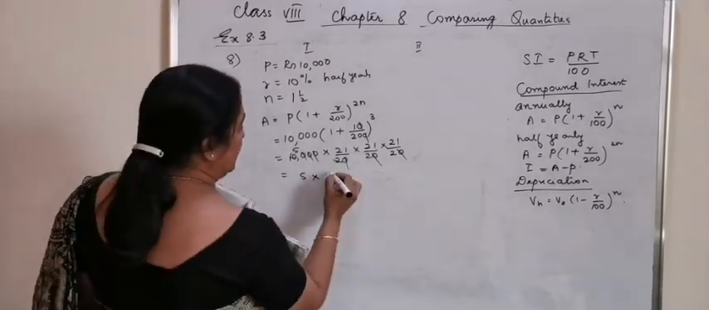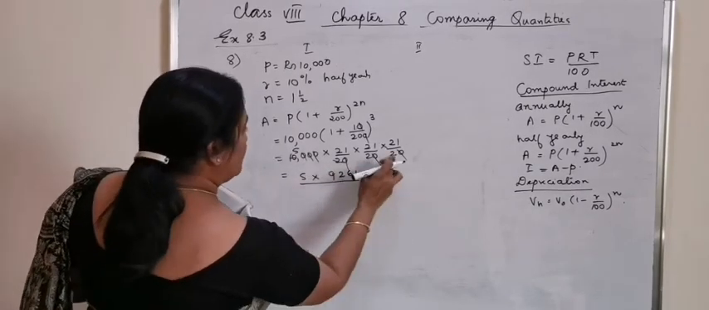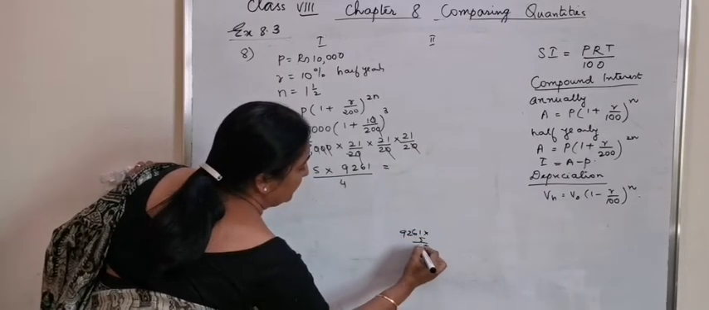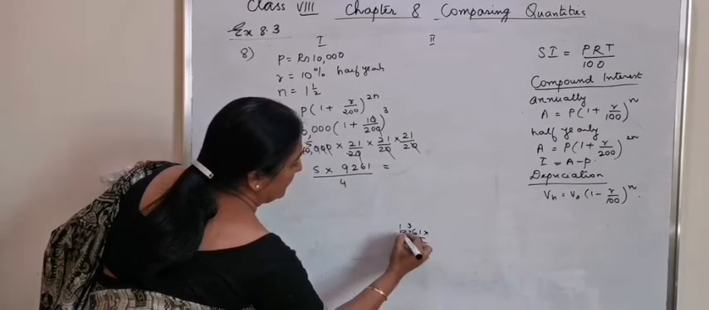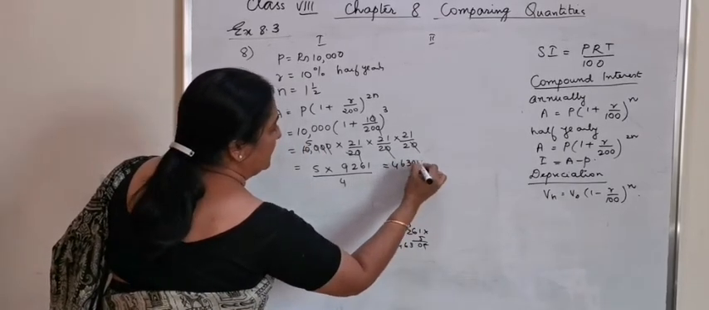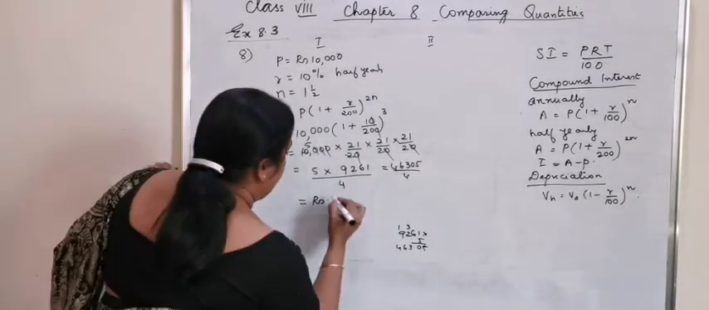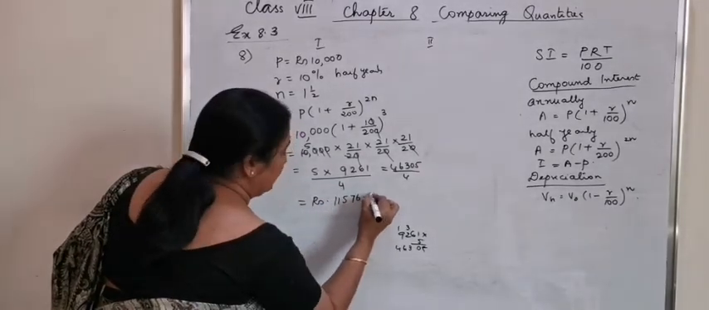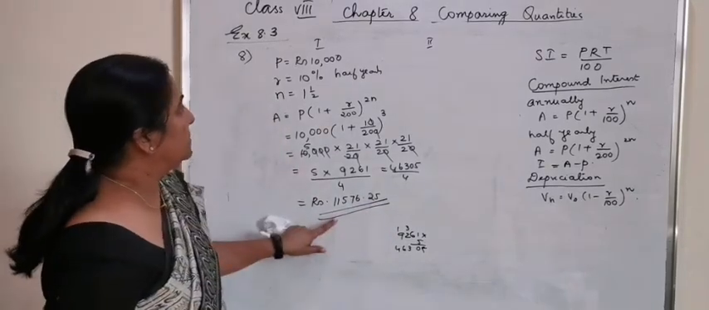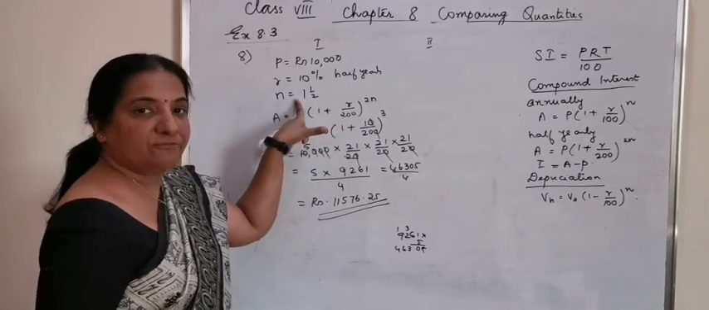441 into 21 is 9,261 by 4. 9,261 into 5, 46,305 by 4, which is equal to rupees 11,576.25. That will be the amount when the interest is calculated half yearly after 1.5 years.